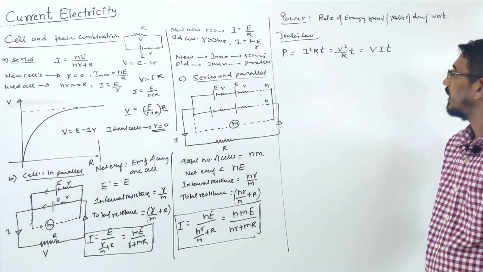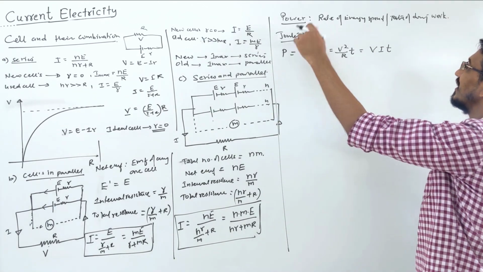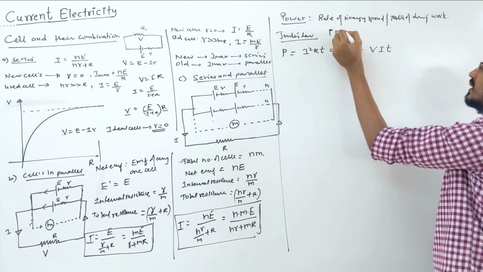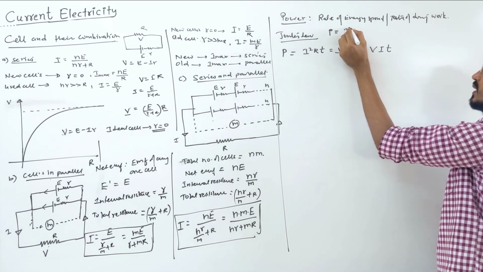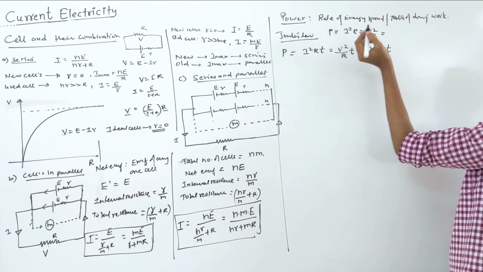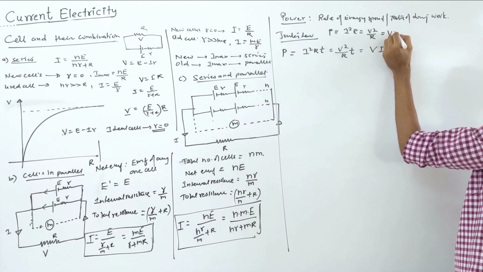So I made a small mistake here. Let me write power here first. I should not say power here. Power you can write as I square R, that's your power, V square by R, that's your power, and V into I. These are powers.